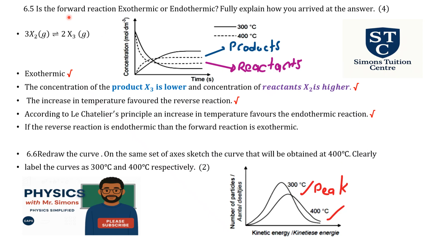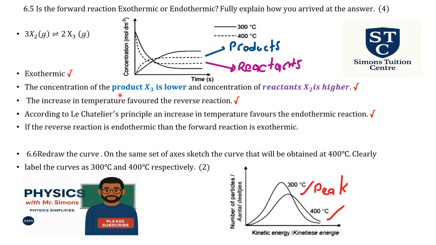So 6.5, is the forward reaction exothermic or endothermic? Fully explain how you arrived at the answer. So exothermic, 1 mark. Now you can see there my products. That's how my products were formed initially, the solid line. Then my products there, as you can see, that line went lower. Then I had my reactants, and with increase in temperature, my reactants went higher.